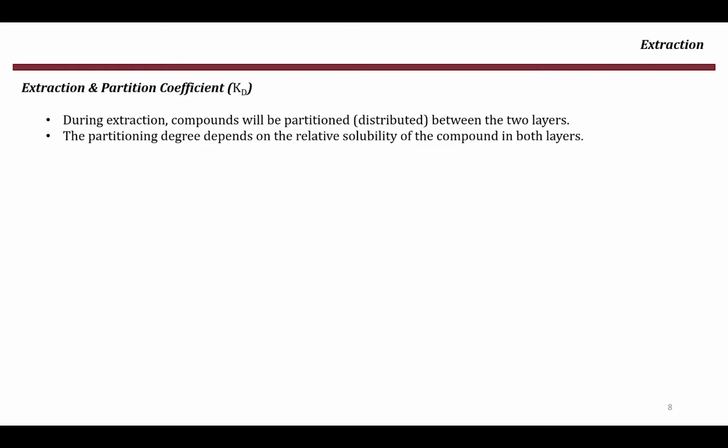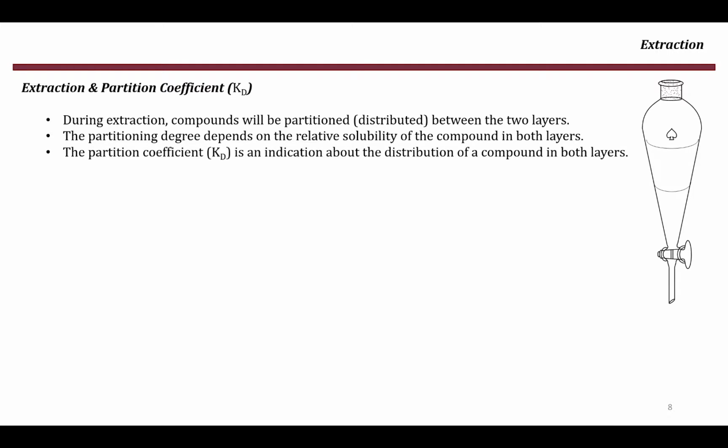We talked about the solubility of caffeine in dichloromethane and water, and I mentioned that dichloromethane is a better solvent for caffeine than water, and that's why it prefers to go to the dichloromethane layer. So in extraction, we can always talk about something called the partition coefficient, which is KD, that gives us an indication about the distribution of a compound in both layers.